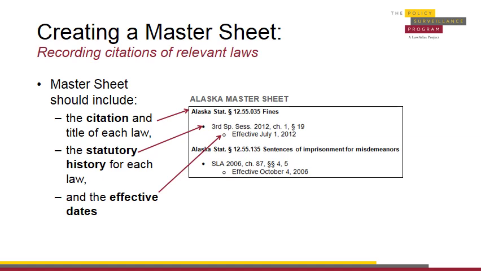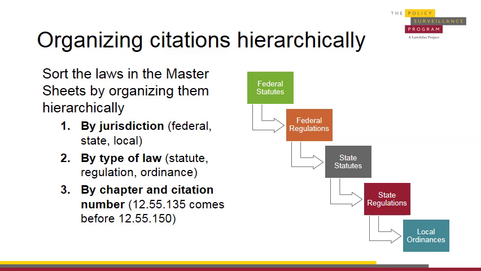The statutory history is the session law number for bills and agency notice for regulations. This is included to identify the versions of the law included in the project. Effective dates indicate the date the law becomes effective, unlike the passage date or signature date. For more information on effective dates, please see our related resource under this module, Effective Dates. For more information on creating master sheets, please see our related resource under this module, How to Build a Master Sheet.